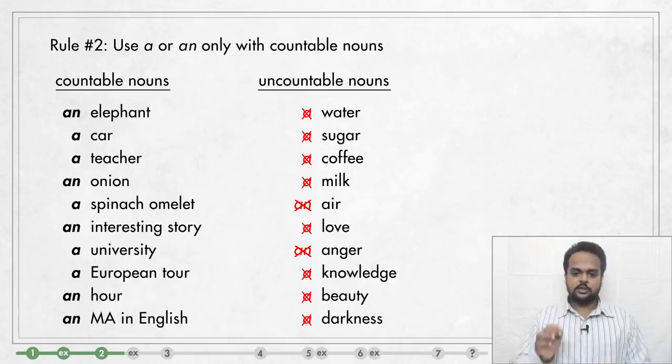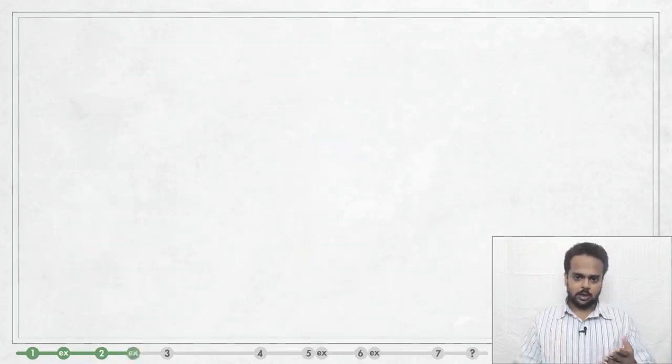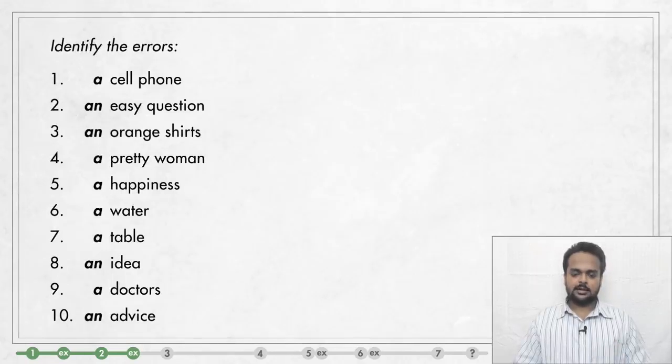All right, so the rule is you can only use a and an if you're talking about one person or one thing. Let's do another quick exercise. Here are 10 items again. This time you see a or an before the nouns, but some of these are wrong. They should not have a or an before them. Stop the video, identify the mistakes, then play the video again and check.